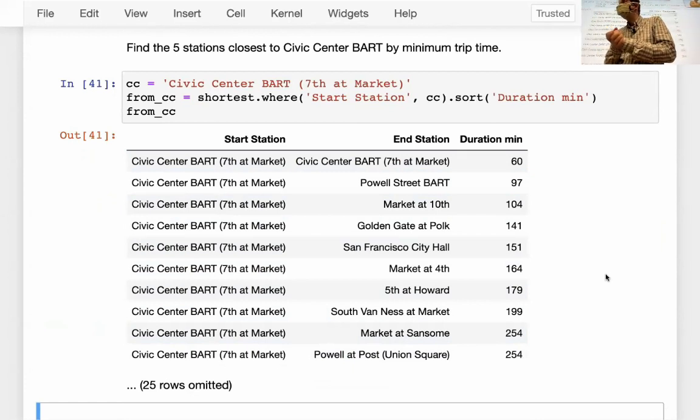Questions? Yeah. You want to access the individual values, like the names themselves? Sorry, I can't hear you because there's a lot of talking out there. How do you get the individual values, like the names of the stations?